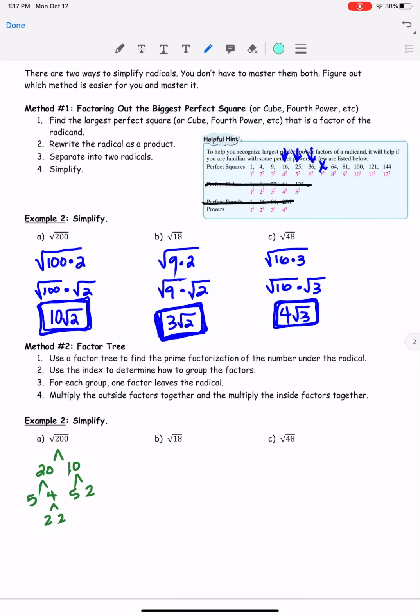So that's step 1. Step 2 says use the index to determine the group of factors. Because it's a square root, I need to group these up into 2's. So if this was a cubic root, I would need groups of 3. If it was a 4th root, I would need groups of 4. Okay, but it's square roots, we need groups of 2. So you find 2 of something. Well, I have 2 2's here, and I have 2 5's here.